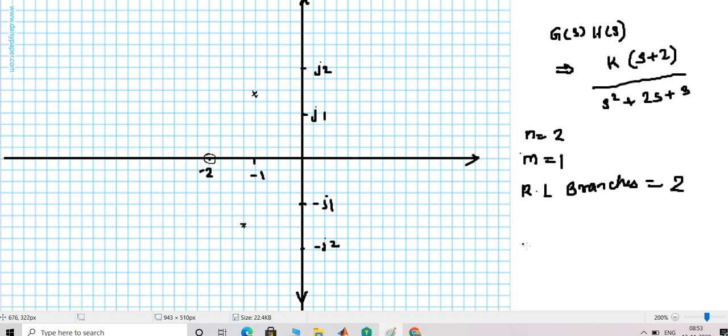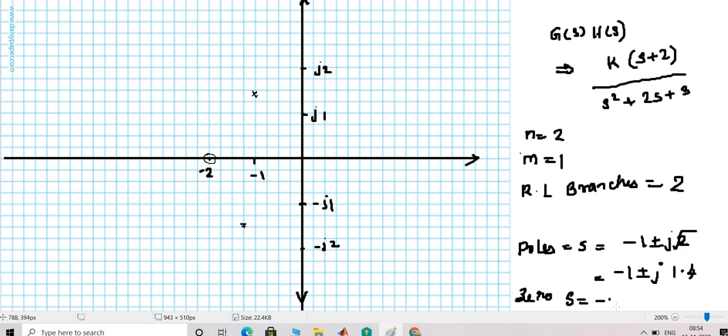Now we can write the location of poles and zeros. On solving the equation s square plus 2s plus 3, we will get the location of the open loop poles. The location of the open loop poles are at s equal to minus 1 plus or minus j root 2, that is minus 1 plus or minus j 1.4. And the location of the open loop zero, we have s plus 2 equal to 0, that means s is equal to minus 2.